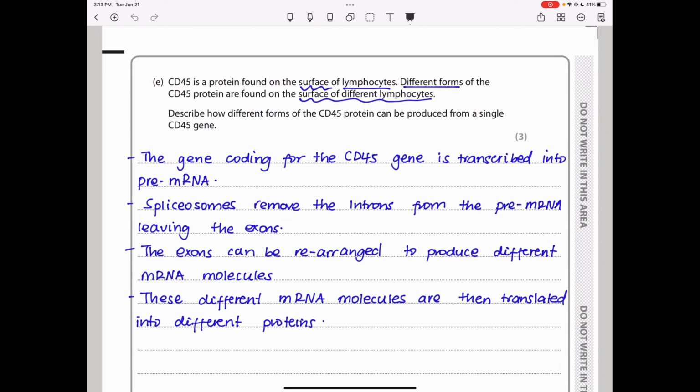So they say CD45 is a protein found on the surface of lymphocytes. Different forms of the CD45 protein are found on the surface of different lymphocytes. Describe how different forms of CD45 protein can be produced from a single gene. Different versions from a single gene. So here it means we have to carry out splicing. Because of course you're using the same gene and making different proteins out of that gene.